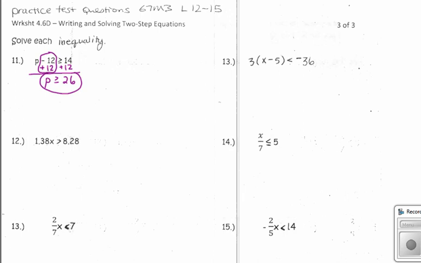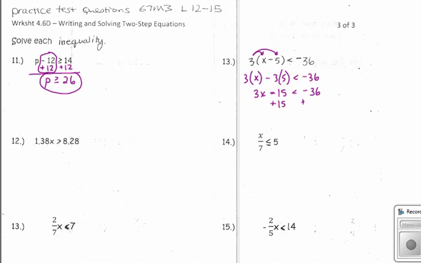Next, on this problem, you're going to distribute the 3 to both the first and the second term. So we've got 3 times the first term, x, minus 3 times the second term, 5. Bring down the inequality symbol. So here, simplifying, we have 3x minus 15 is less than negative 36. The opposite of subtracting 15 is to add 15.